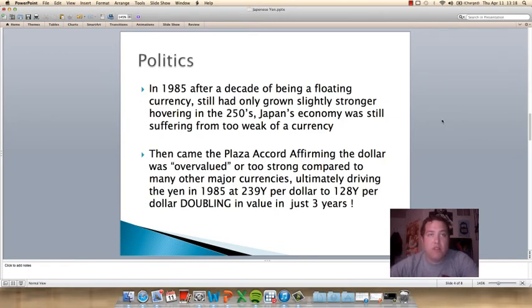Now, there are two things that really affect currencies in today's standards. It's politics and the current account. I've already discussed the current account. Now a little bit look at the politics.